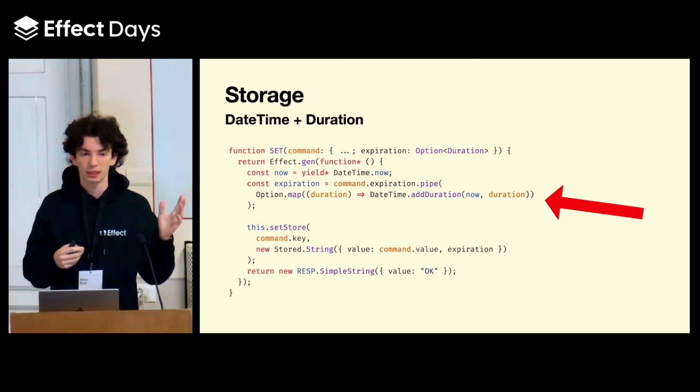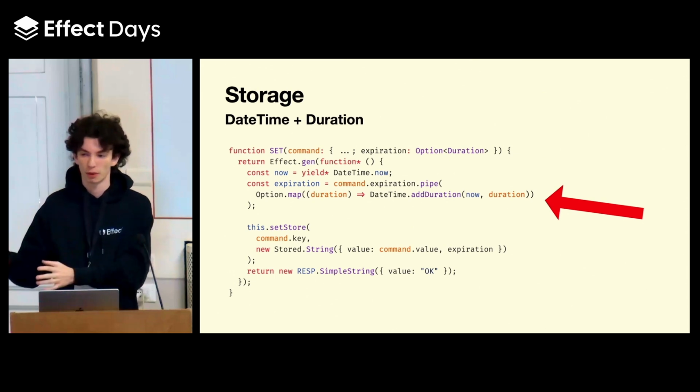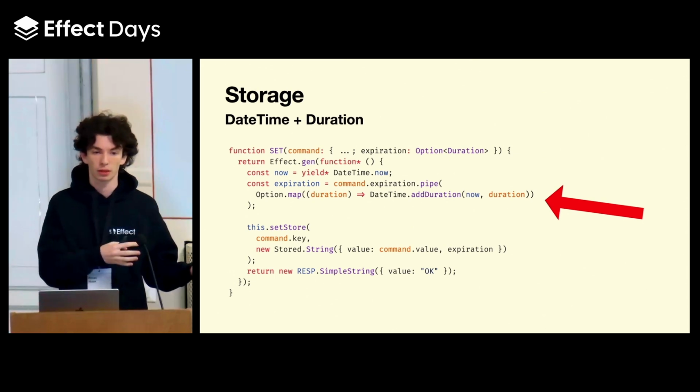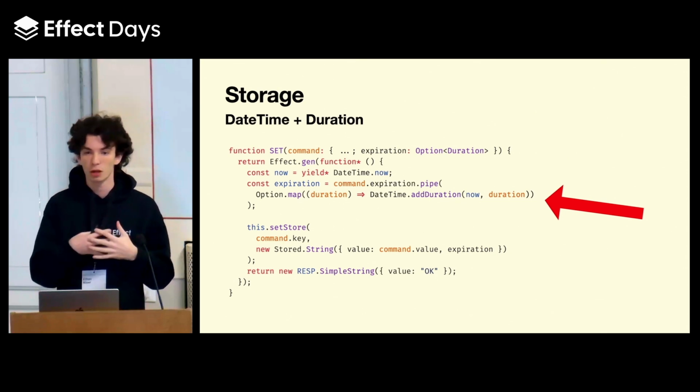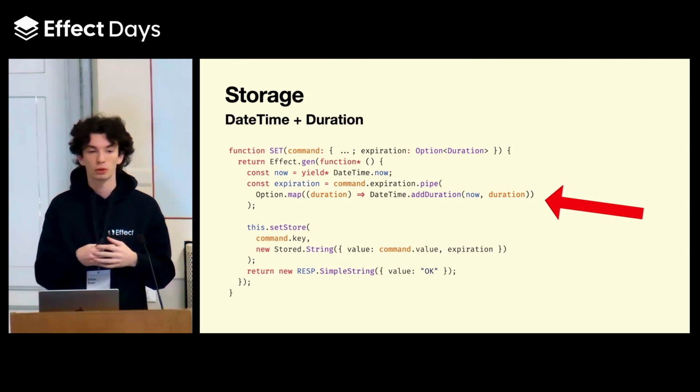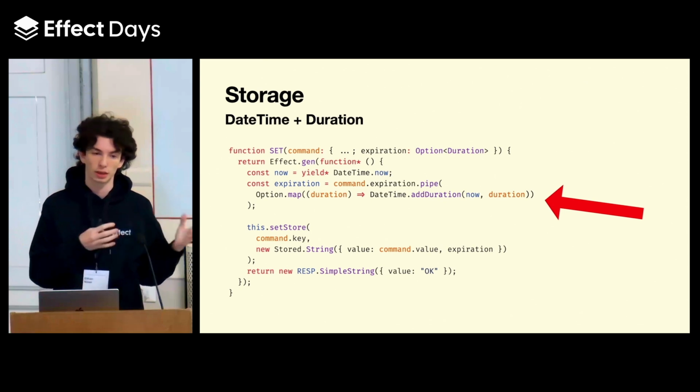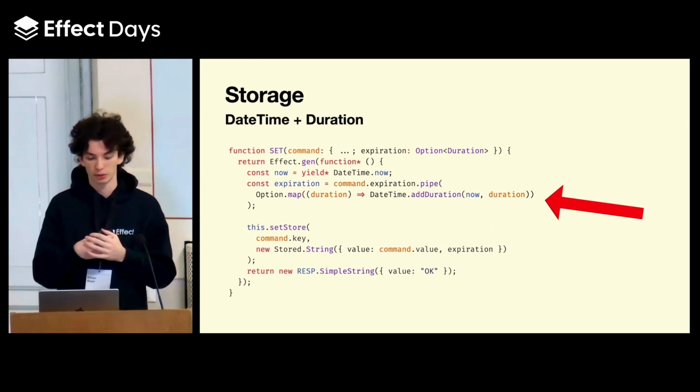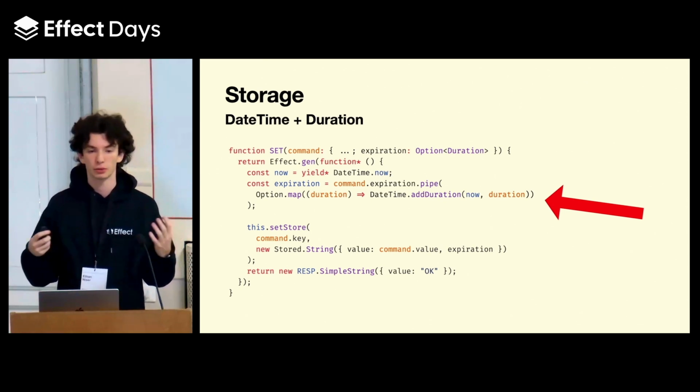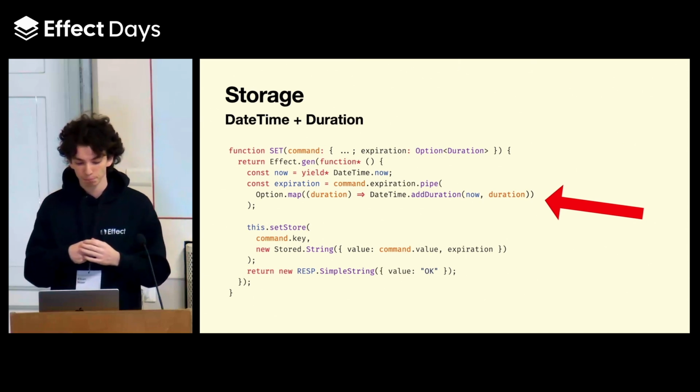This API can only really exist because Effect has a very robust datetime module, and it also has a very robust duration module. And so it can write these cross-module helpers, where if you were using a separate datetime package and a separate duration package, you would have to write these yourself. And this compounds across all the different modules in Effect.